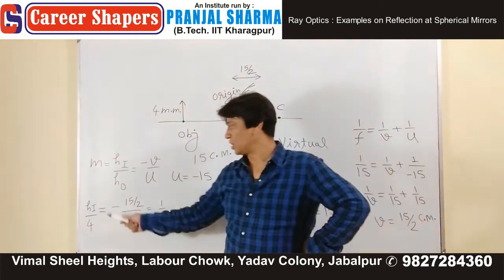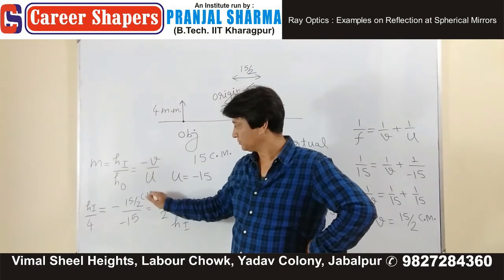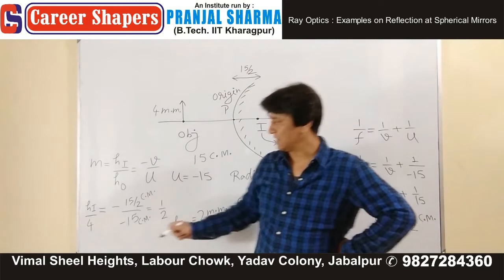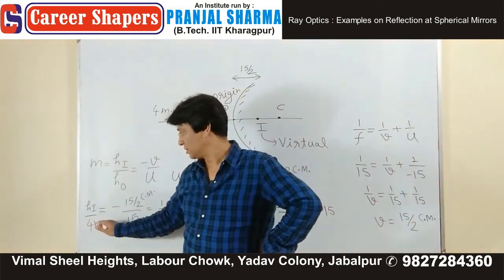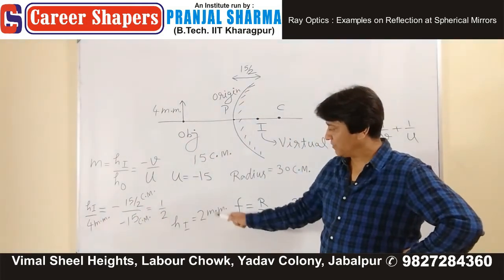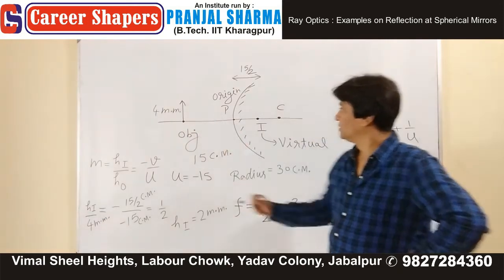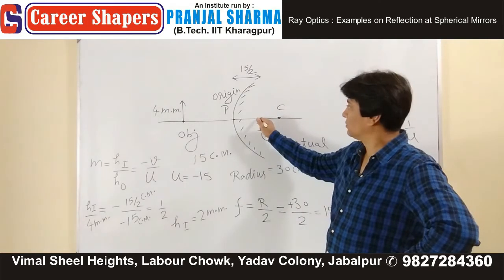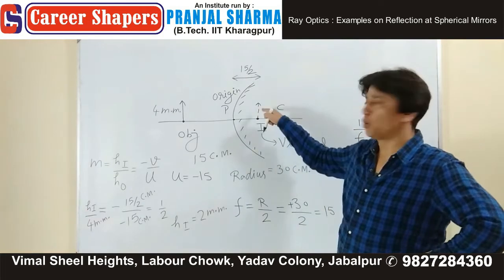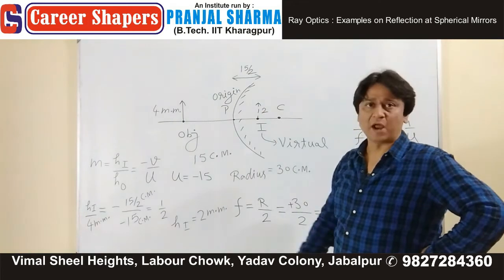Remember, you don't have to convert millimeter into centimeter because this thing is in centimeter. This is also centimeter. Centimeter cancelled, and your HI automatically will be in millimeters. This is your HI, which is coming 2 millimeter, and you can notice that HI is coming positive. Right at this place, this shown with broken lines is your image, and its height is 2 mm.